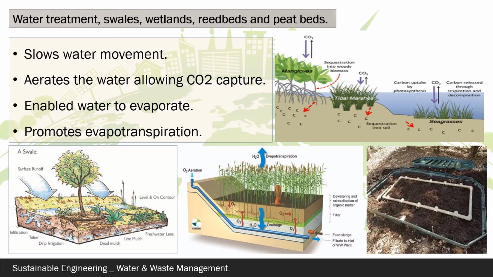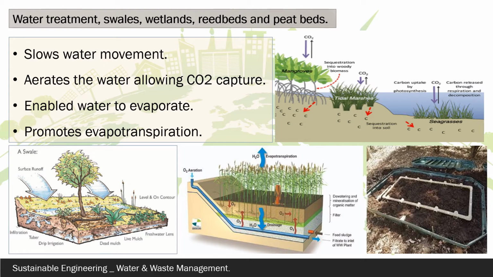We could use swales, wetlands, reed beds and peat beds to deal with different types of drainage. Swales can be placed down the side of roads and footpaths to deal with surface water, running them in and allowing that water to move along the side of the footpaths. It will also infiltrate into the ground. Plants can pick it up and transpirate it back into the atmosphere, and it will also percolate into the soils, moving back into natural aquifers.